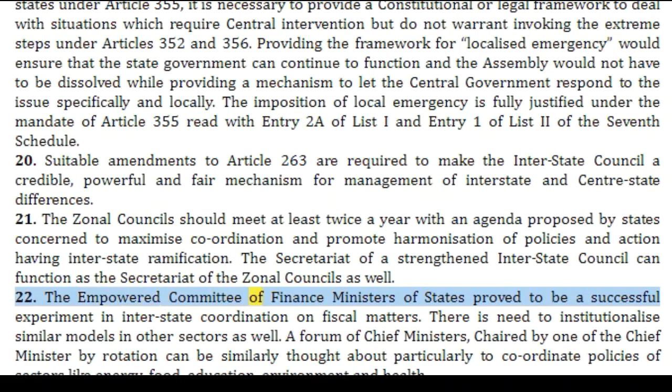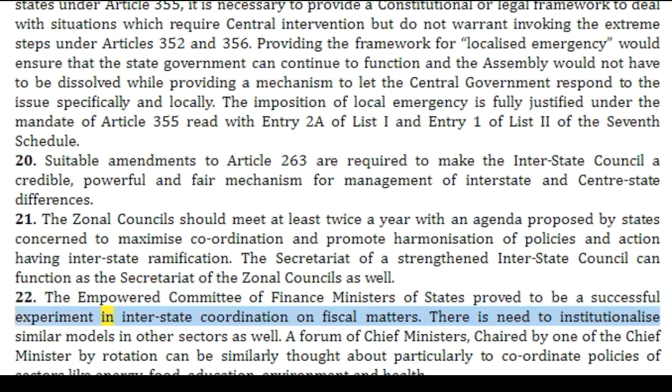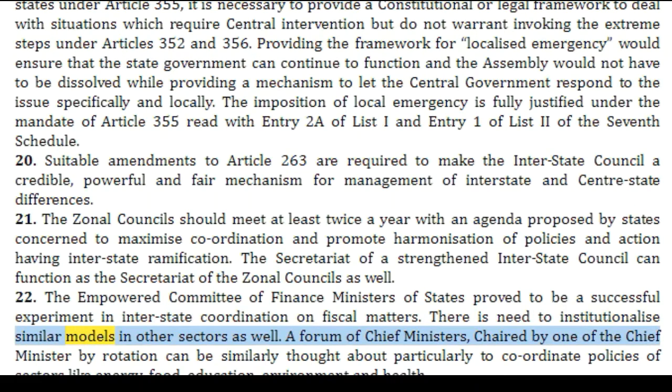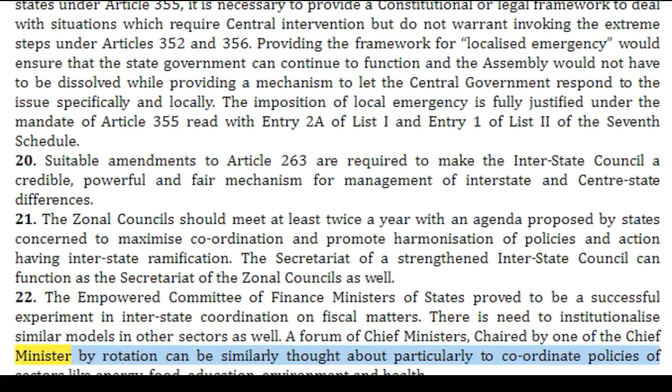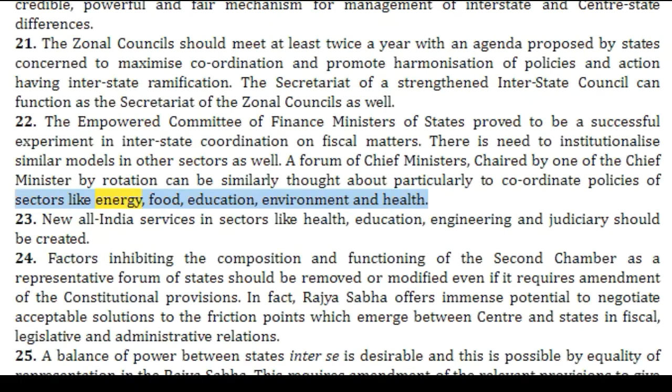22. The Empowered Committee of Finance Ministers of States proved to be a successful experiment in interstate coordination on fiscal matters. There is need to institutionalize similar models in other sectors as well. A forum of chief ministers, chaired by one of the chief ministers by rotation, can be similarly thought about, particularly to coordinate policies of sectors like energy, food, education, environment, and health.